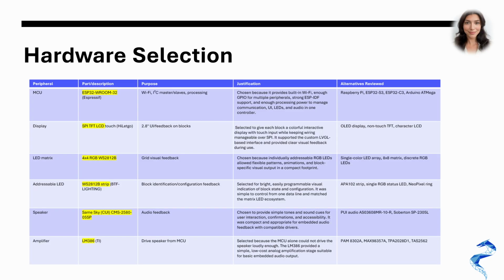user. For our hardware selection, we focused on giving learners clear, multi-sensory feedback while keeping the system practical for embedded real-time operation. For the main controller, we selected the ESP32 Vroom 32 as our MCU because it gives us built-in Wi-Fi, enough GPIO for multiple peripherals, and enough processing power to handle connection, communication, I2C master and slave roles, UI control, LEDs, and audio in one device.